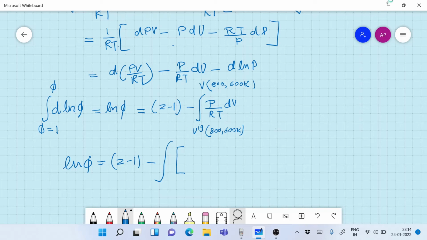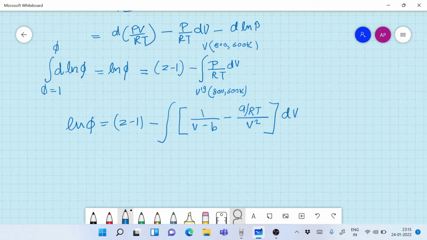So we are going to get 1 over V minus B minus A over RT by V square dV, right? So what do we need to solve? We need V ideal gas, we need V, we need Z, we need A, and we need B.